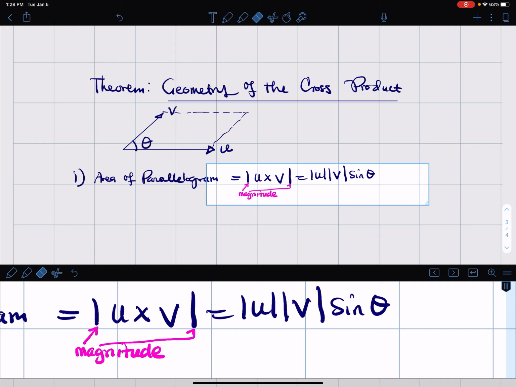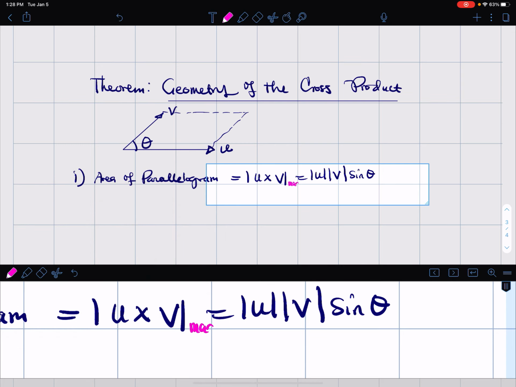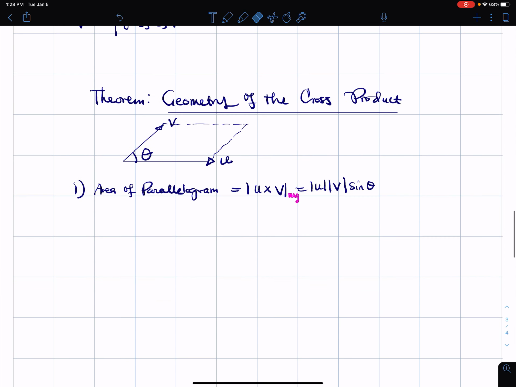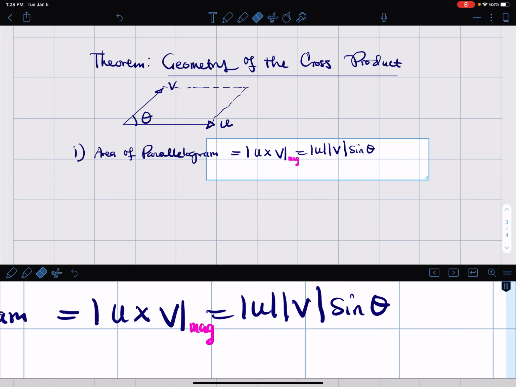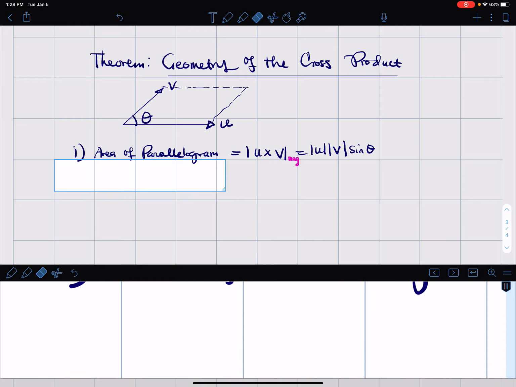Or, well, you know what? I'm just going to put a little mag here. Magnitude. Why am I putting it? Because we've already used that notation for determinant. So we are abusing notations left and right in this section. But in math, you can't avoid abusing notations. Sometimes you run out of notations. You have to start reusing what you've used before.